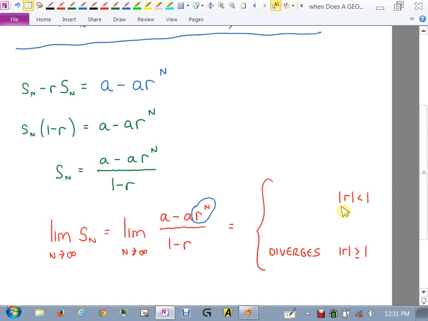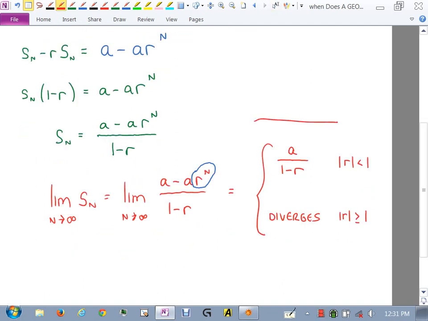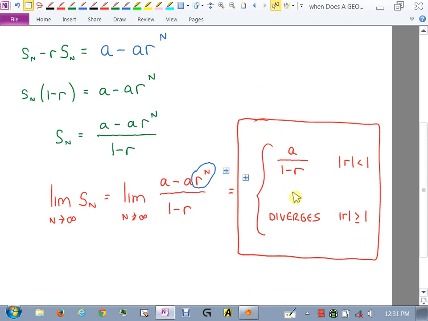What if the magnitude of r is less than 1? You said that this piece right here goes to what? 0. 0 times a is 0. a minus 0 is a. a over 1 minus r is a over 1 minus r. That's our conclusion. The infinite sum of a geometric series is one of these two cases.